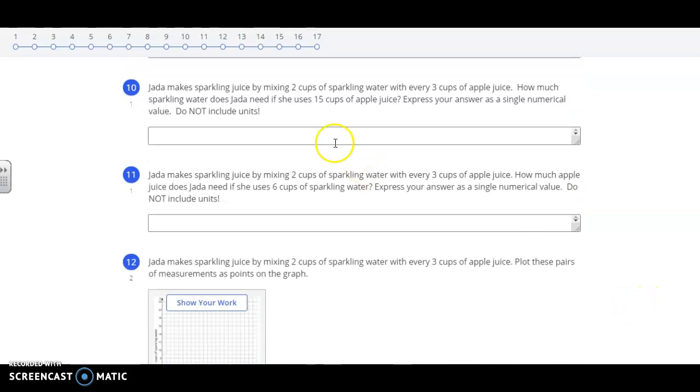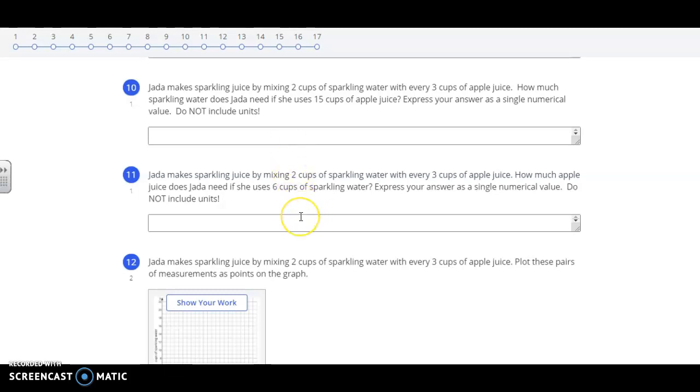Number 10. Jada makes sparkling juice by mixing 2 cups of sparkling water with every 3 cups of apple juice. How much sparkling water does Jada need if she uses 15 cups of apple juice? Express your answer as a single numerical value. Do not include units. Pause and solve.